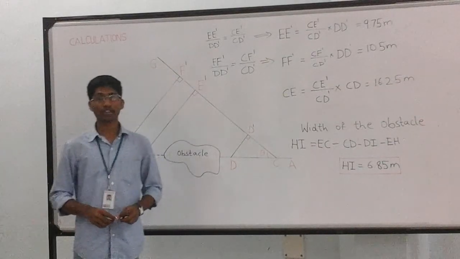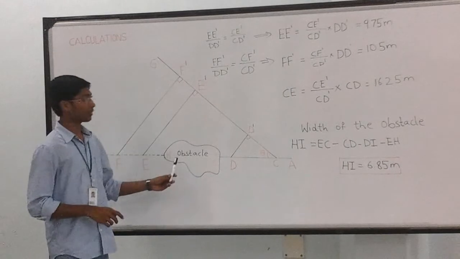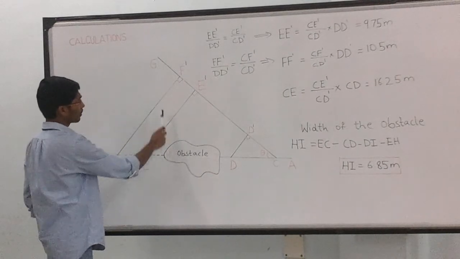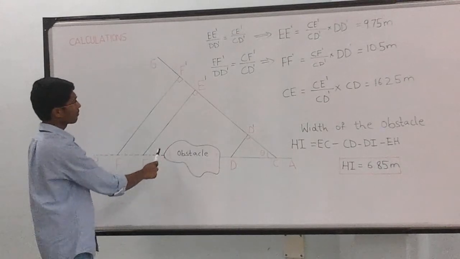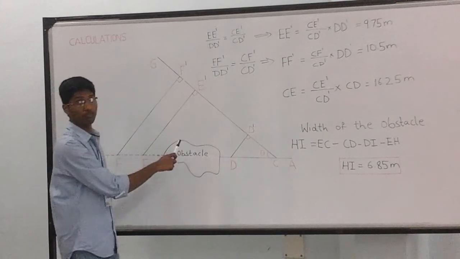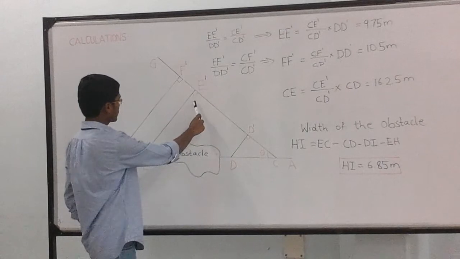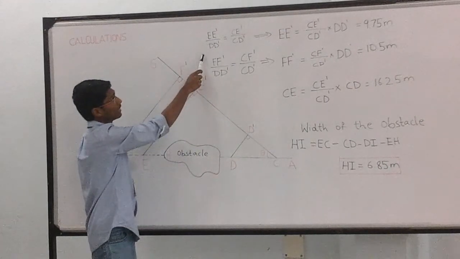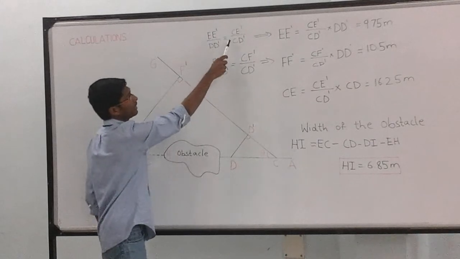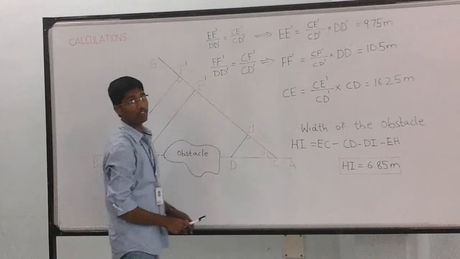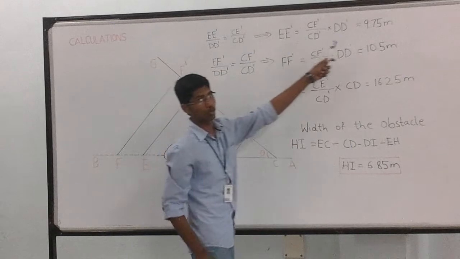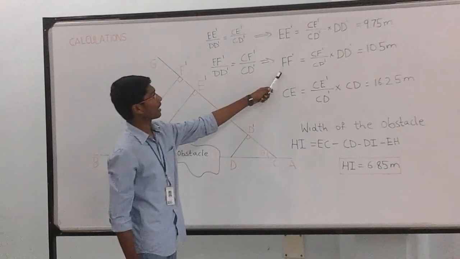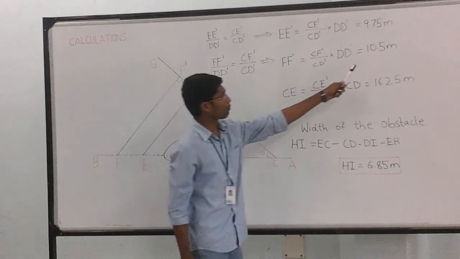Let us move on to the calculations. From the field diagram, we need to calculate the distances EE dash and FF dash. To calculate these distances, we need to use the similar triangles method. By similar triangles, EE dash by DD dash is equal to CE dash by CD dash, from which the value of EE dash is equal to 9.75 meters. Similarly, the value of FF dash can be calculated and is equal to 10.5 meters.